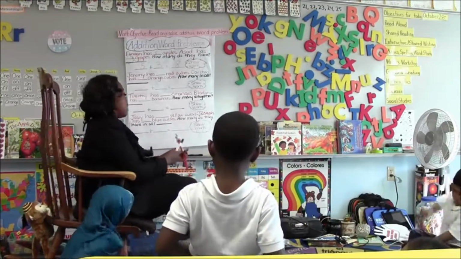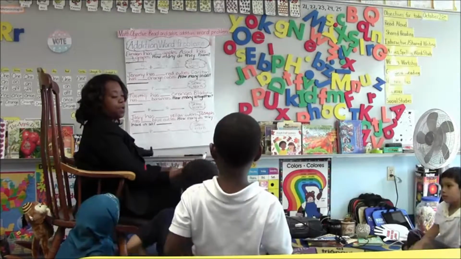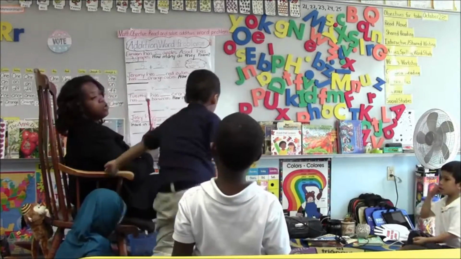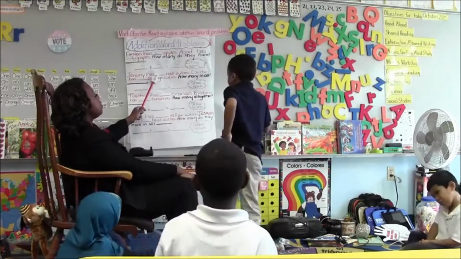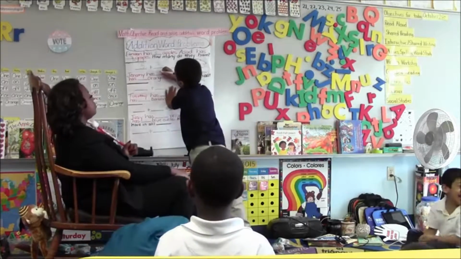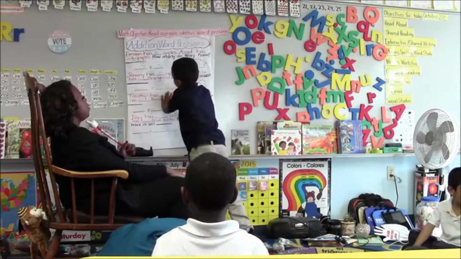How many red cubes do you have? 7. Can you write it up here in your spot? So how many cubes did Jeremy have, everybody? 7. Right there. 7. Very good counting.